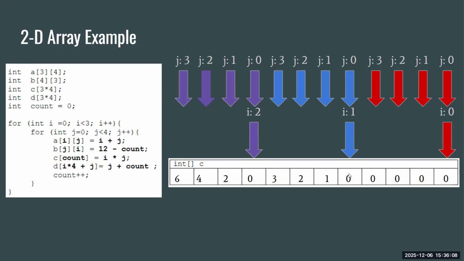Once we reach the second iteration of the inner loop, we have 0, 1, 2, 3 as i was incremented. And then when i reaches its final iteration, we have i equals 2. So it's going to be 2 times 0, which is 0 here. And then 2 times 1, which is 2. And then 2 times 2 is 4. And then 2 times 3 is 6.